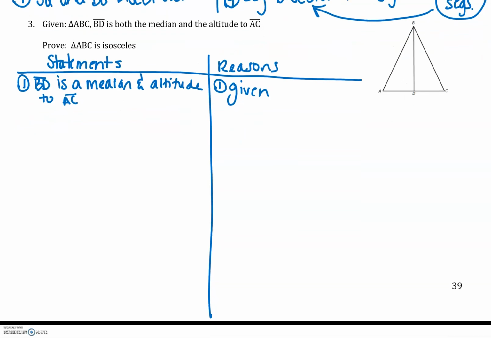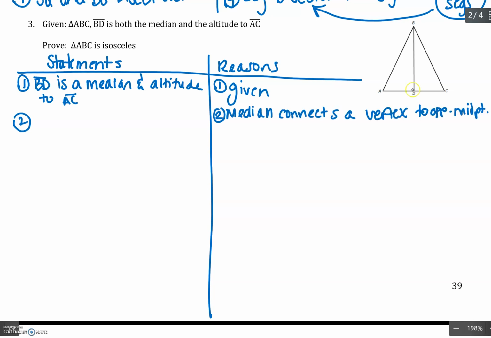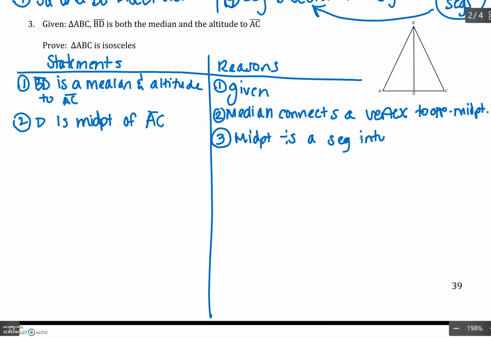All right. For number 3, BD is a median and it's an altitude to AC. That means we're going to use both of those terms to help get me some information about this picture. So first off, a median connects a vertex to the opposite midpoint, which means that D is the midpoint of AC. And then we do our midpoint definition to say the next step. And then because D is the midpoint, we now know AD is congruent to DC.